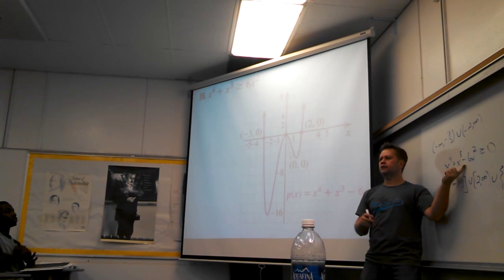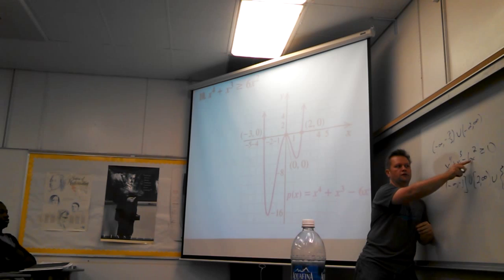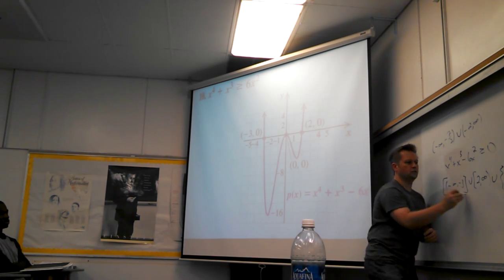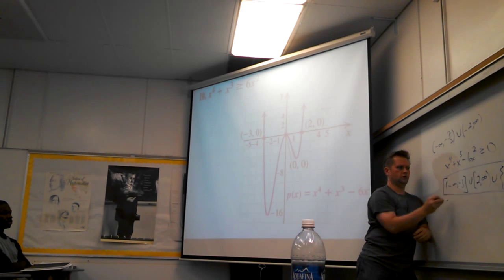To do this by hand, now just stay with me for a second. If I wanted to do this by hand, I would start to factor this. So let's check this by hand. How would you factor this? Take out x squared.